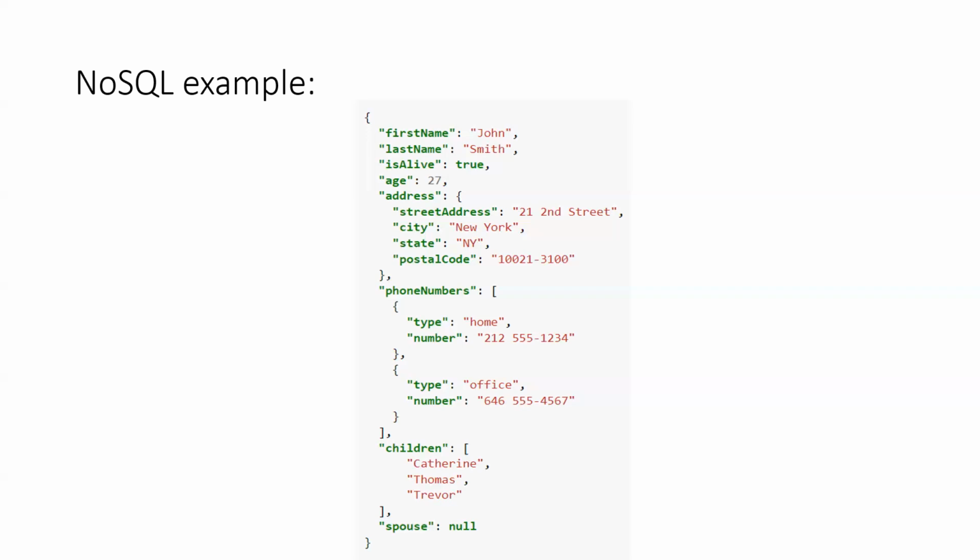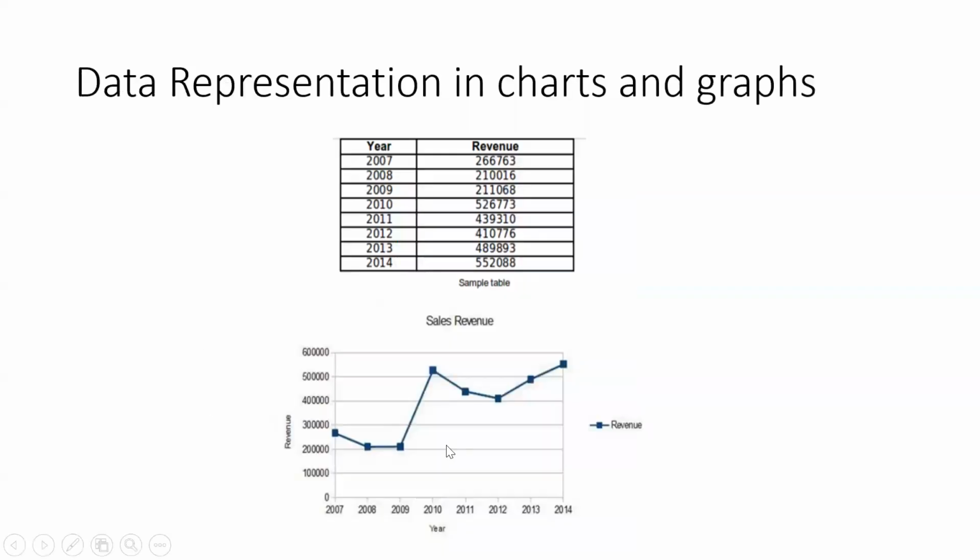Okay, there is another one, which is also a non-relational database. This is a graphical representation of the data. In the top portion, you can see a table with year versus revenue data. It's tabular data, but the same data can be represented in this way, in a graphical format. The data is the same, but it's not relational data. Okay, this is another way of data representation.